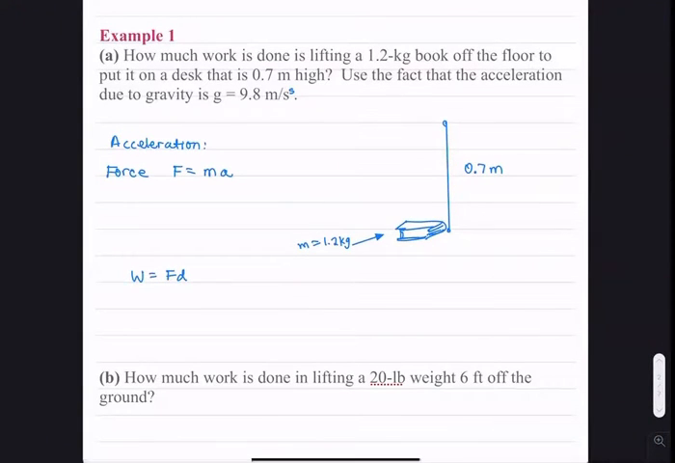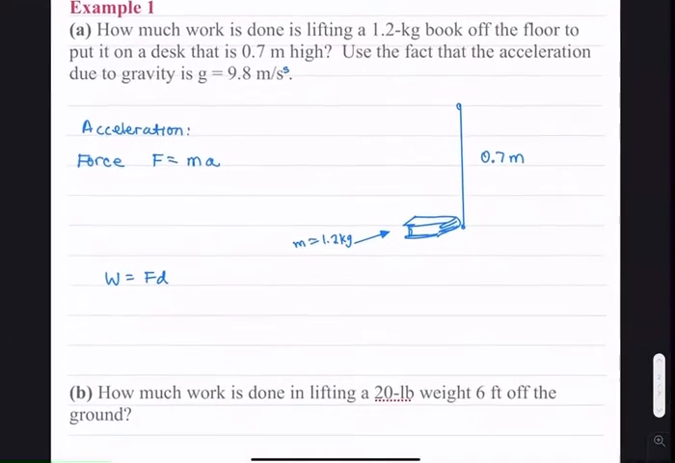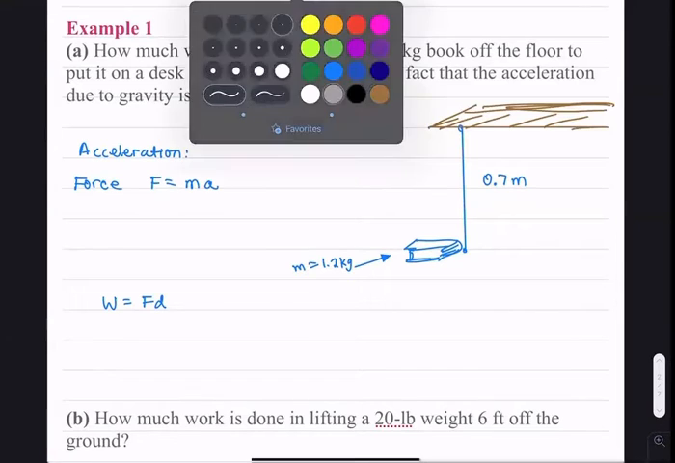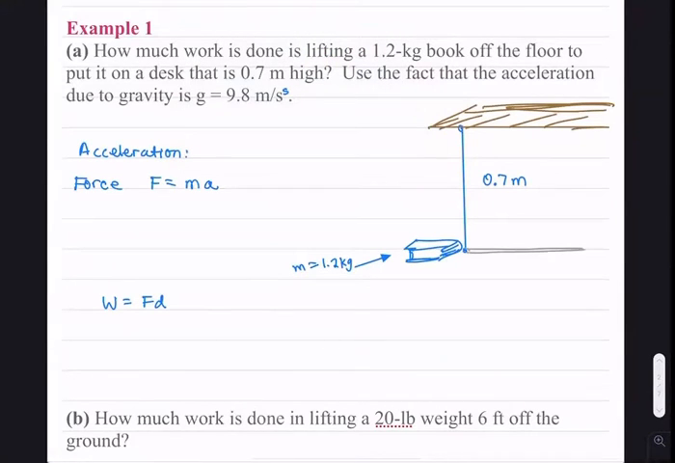Okay, we're going to do this example. How much work is done lifting a 1.2 kilogram book off the floor to put it on a desk that is 0.7 meters high? So what I've done is I've drawn this diagram here, which is not super involved, but this little picture where I have the floor and I have the book sitting on the floor.